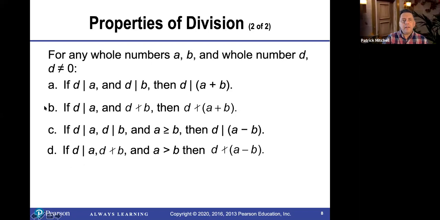So basically what a and c are saying is that if d divides a and d divides b, then d is going to divide the sum and the difference of a and b. And then letter B and letter D are saying that if it doesn't work for one of those numbers, then it's not going to work for the sum or the difference.